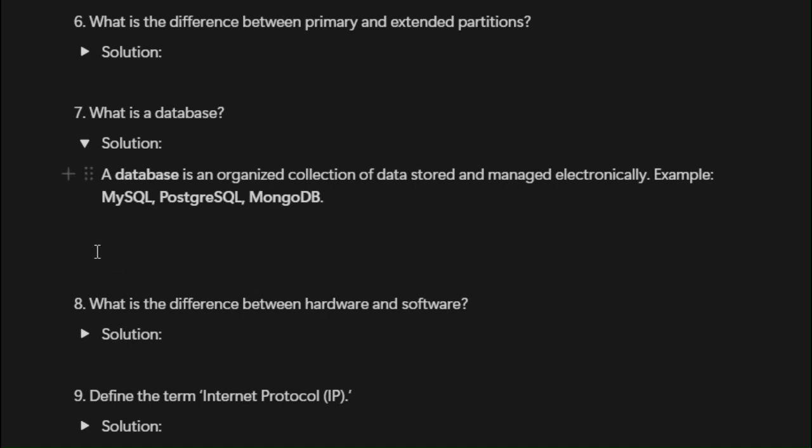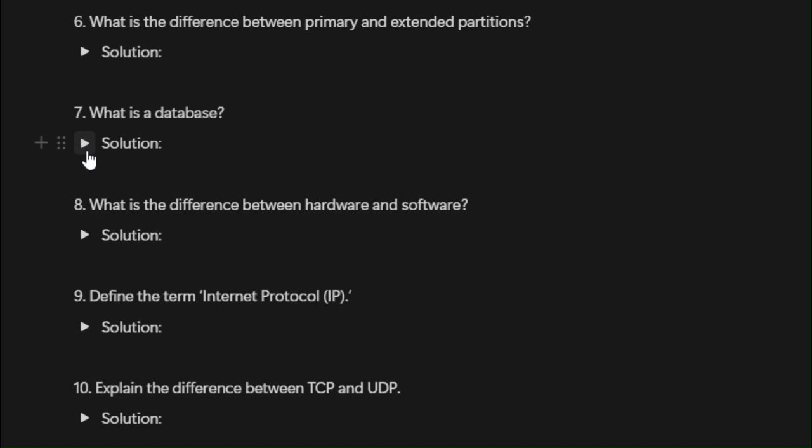Now number 8, what is the difference between hardware and software? First of all, hardware is the physical part of a computer, a part that I can touch, like the keyboard, mouse, screen. But the software is a part of a computer that I can't touch, like a program, like the operating system, which is software also, etc.